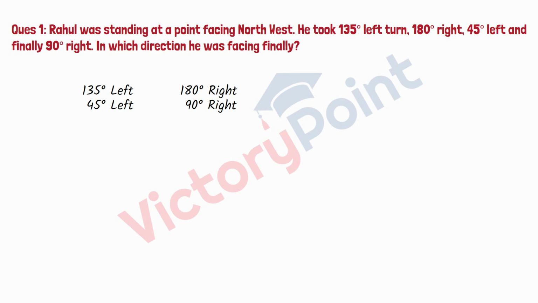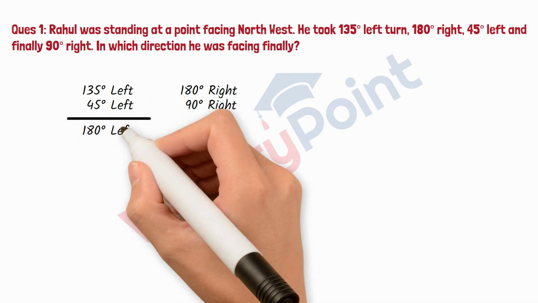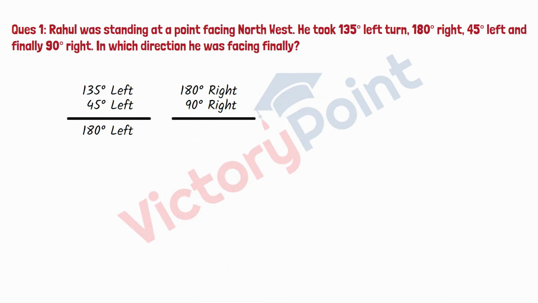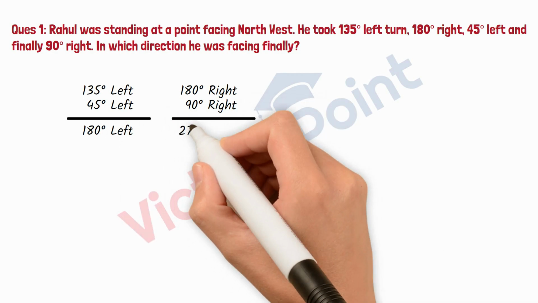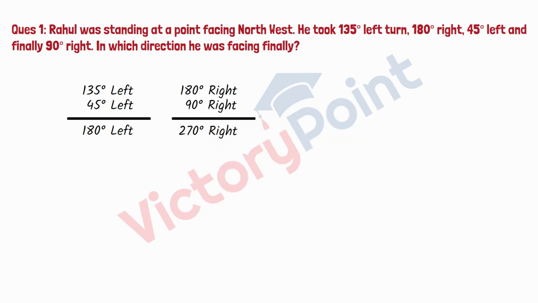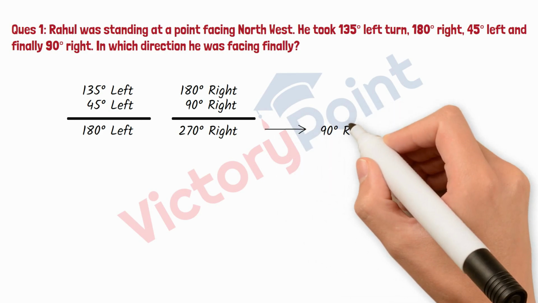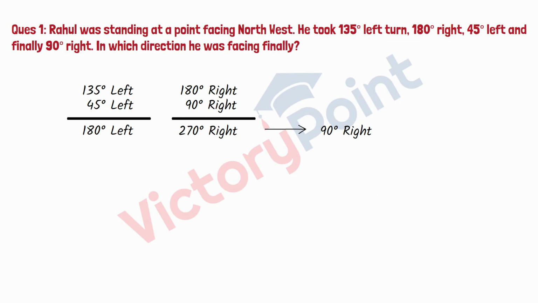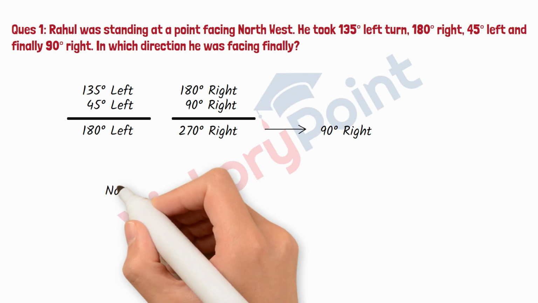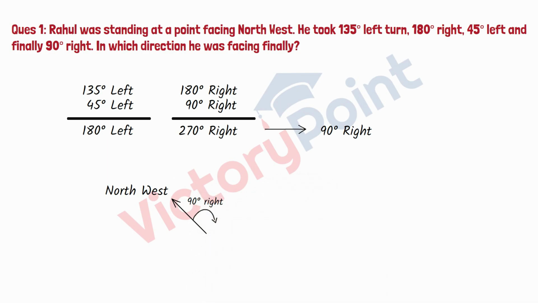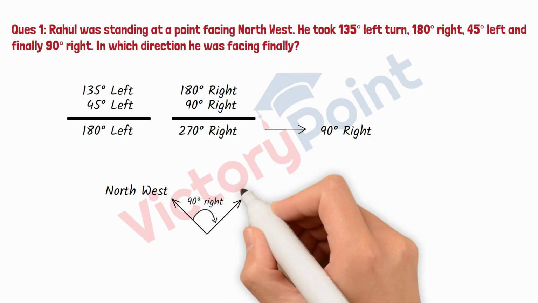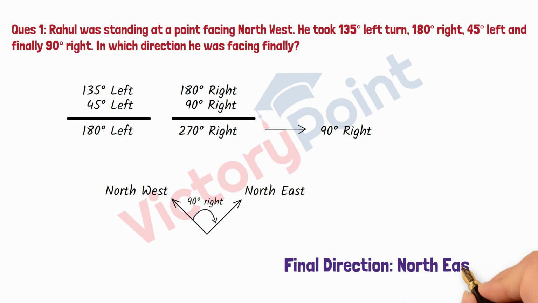Now if we see the total left turns, it is 135 degree plus 45 degree, that is 180 degree. And if we see the total right turn, it is 180 degree plus 90 degree, that is 270 degree right. Now he has taken 180 degree left and 270 degree right. So in total we can say that he has taken 90 degree right turn. Initial direction was northwest. So from northwest he has taken 90 degree right and reaches northeast. So the final direction is northeast. Let's move on to the next question.